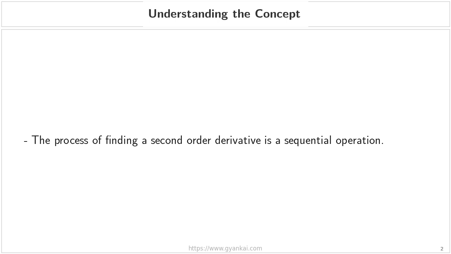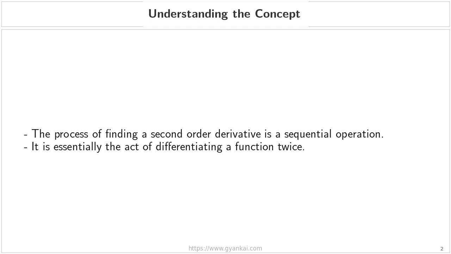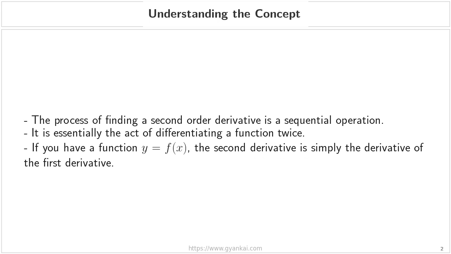Understanding the concept. Now that we have established the theoretical definitions in the previous slide, let's move on to understanding the actual process of computation. First, it is important to realize that finding a second-order derivative is a sequential operation. This means it follows a specific, step-by-step order. In essence, you are simply performing the act of differentiating a function twice. To put this into perspective, if you are given a function y equals f of x, the second derivative is simply the derivative of the first derivative.